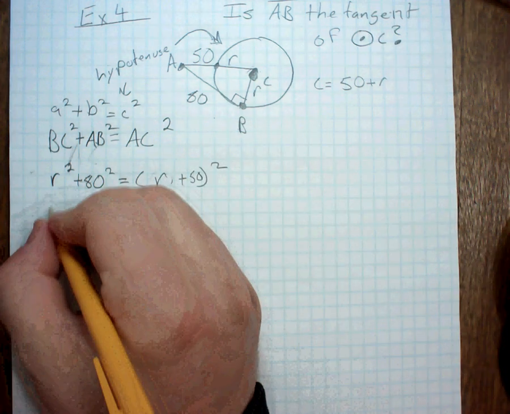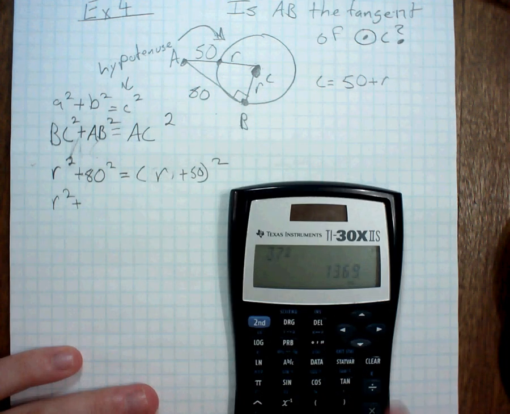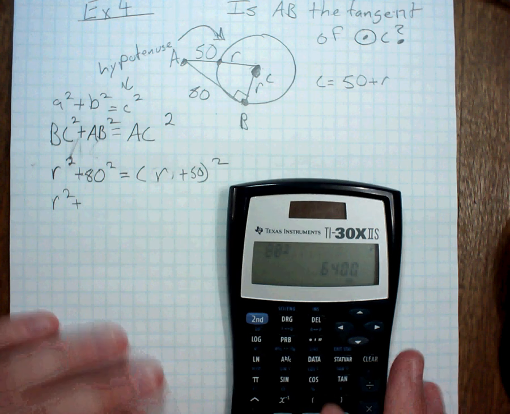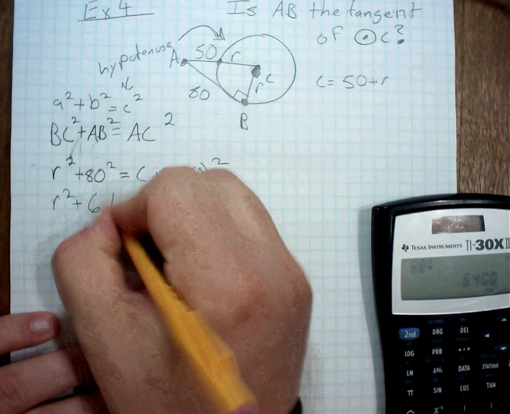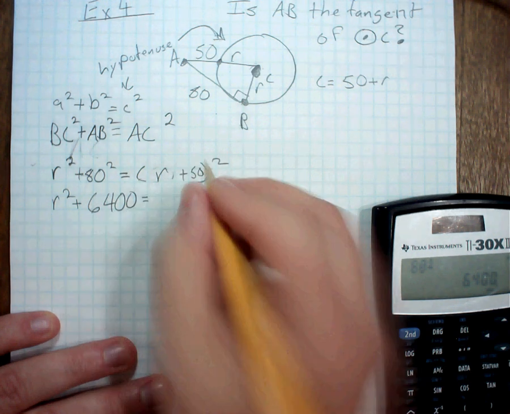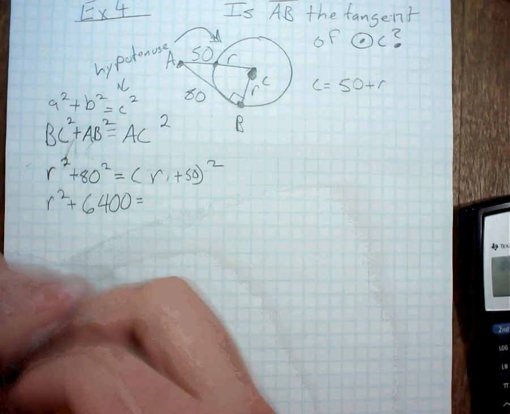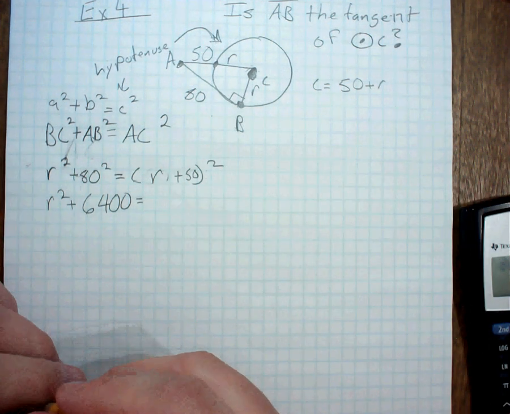Well, this is pretty easy. This is r squared plus 80 squared. 80 squared is just going to be 6,400, I believe, right? 80 squared, so that's 6,400. And we want to see if it equals whatever this is squared. And then we need to solve for r.